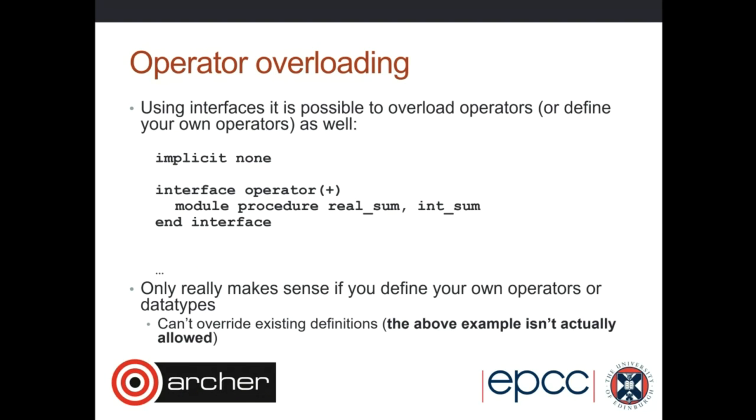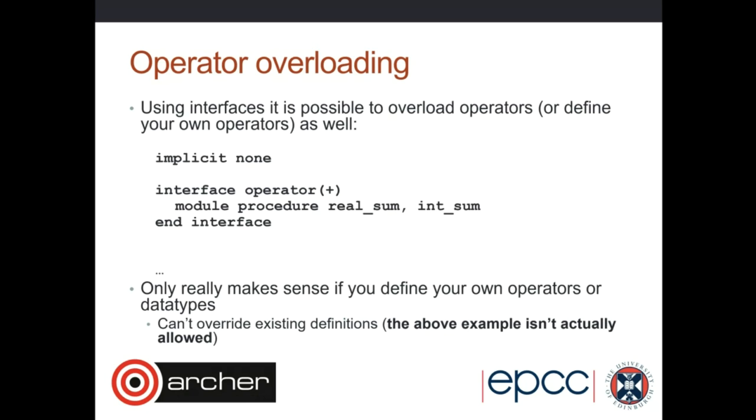So I've got an example here where I say interface operator brackets plus. And then inside there, I say module procedure, real sum, int sum, and end interface. So basically what I'm saying is if you use a plus for two variables, then go off and see if those two variables would match the arguments to real sum or the arguments to int sum, and choose one of those depending on which variables I'm passing in. Okay, so I can override the plus operator here. Now, actually, that's not quite true, because that bit of code I've given there isn't actually allowed, because you can't override existing definitions. So Fortran already provides you a plus operator for integers and a plus operator for reals. So it wouldn't let me define my own.